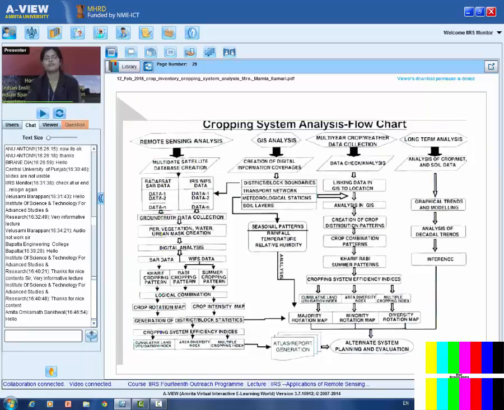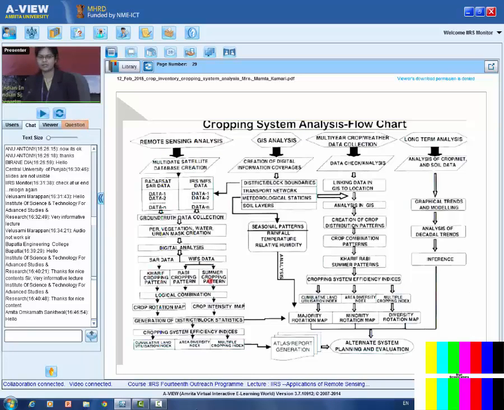So this is a flow chart showing how we can utilize the remote sensing data as well as GIS data to prepare the cropping pattern map, how it can be utilized, and what kind of data are required. I have already told, in Kharif season, in monsoon season, there is requirement of SAR data. In Rabi season, optical data is also sufficient, and the third season is the Zaid season or summer season.